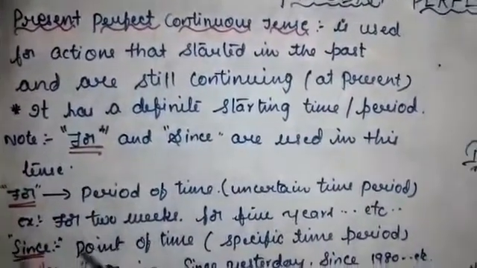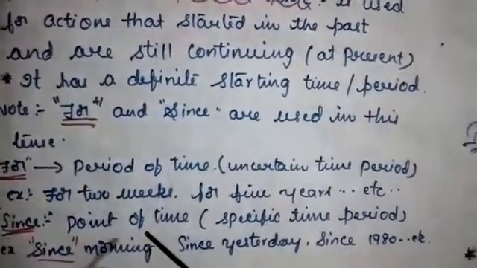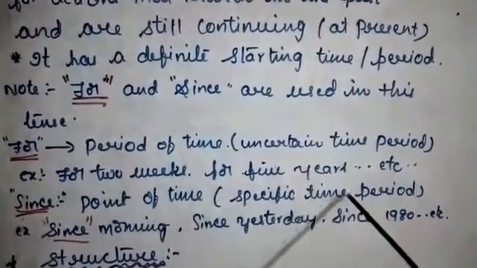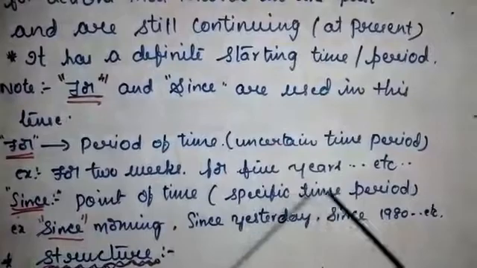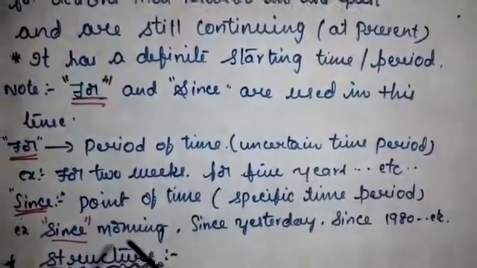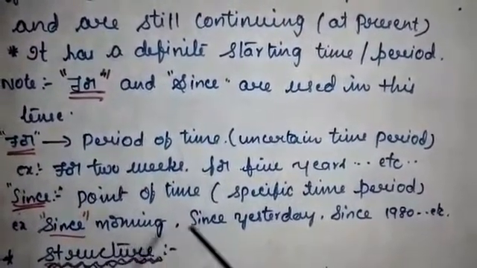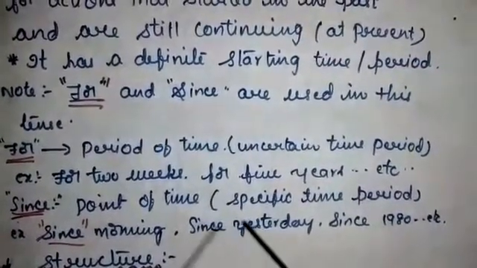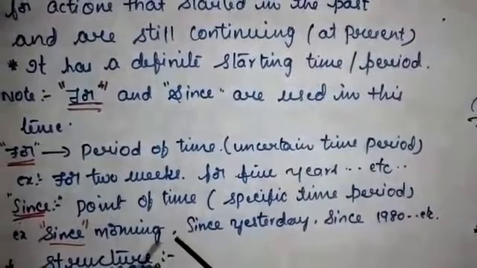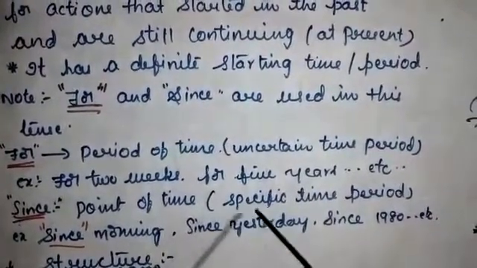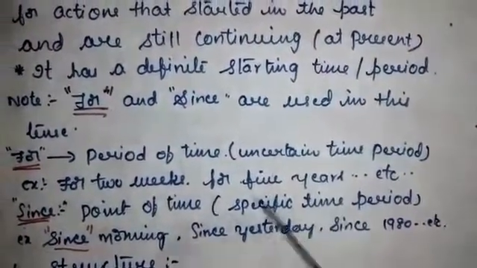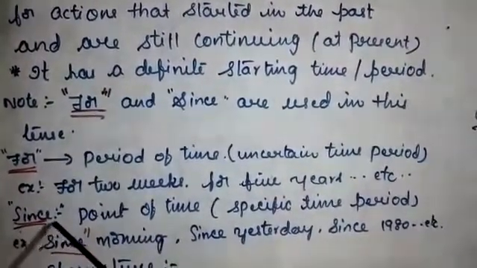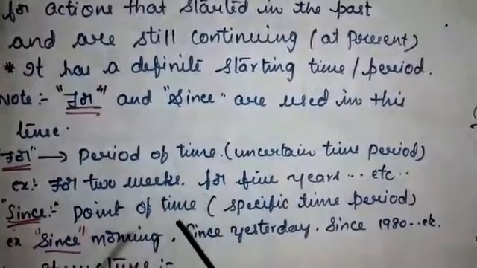Now, since is used with a point of time. Point of time means a specific time. For example, since morning, since yesterday. A specific time has been given, either date, day or time, whatever it may be. If a specific time is given, we have to use since. For is used with duration, since is used with point of time.